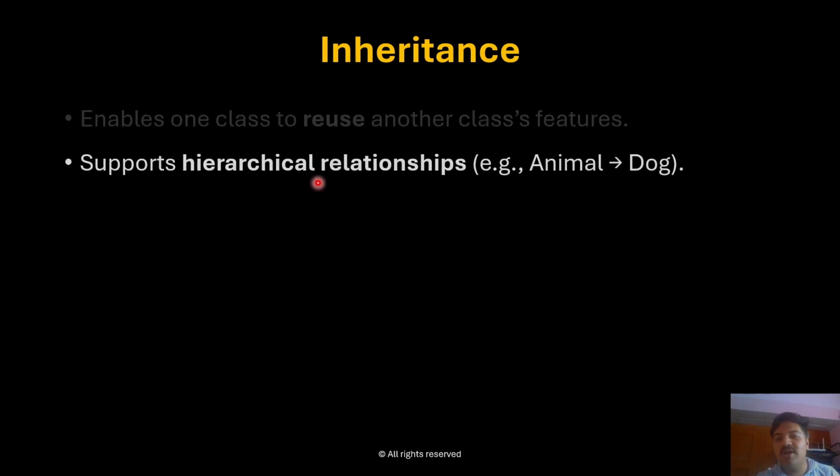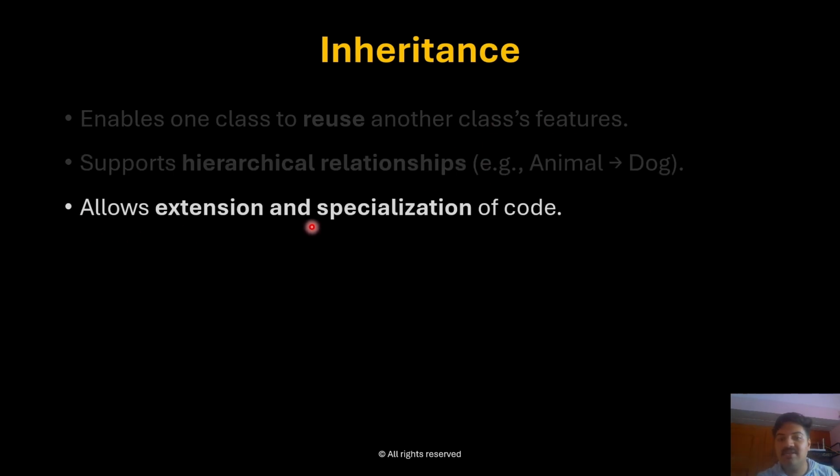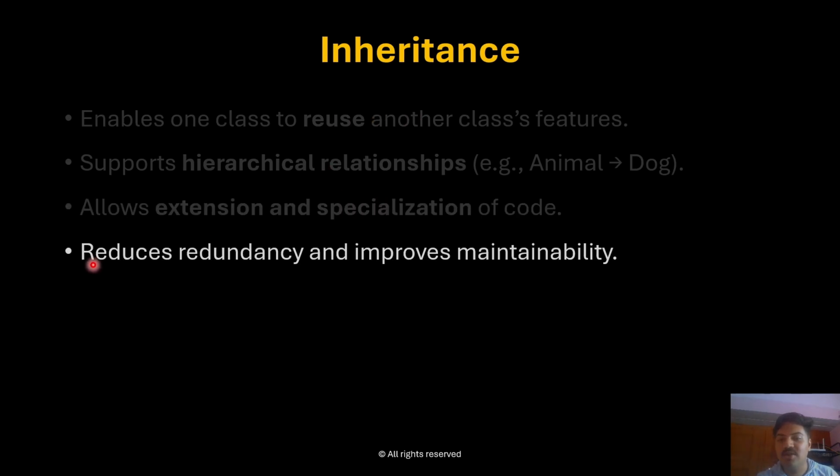It supports hierarchical relationships, like animal to dog, the example we have taken. It allows extension and specialization of code. So using inheritance, the code can be extended and specialized for other uses also. It reduces redundancy and improves maintainability. So the code is easy to maintain using inheritance because one class is performing a work that is used by another class that also requires that work.